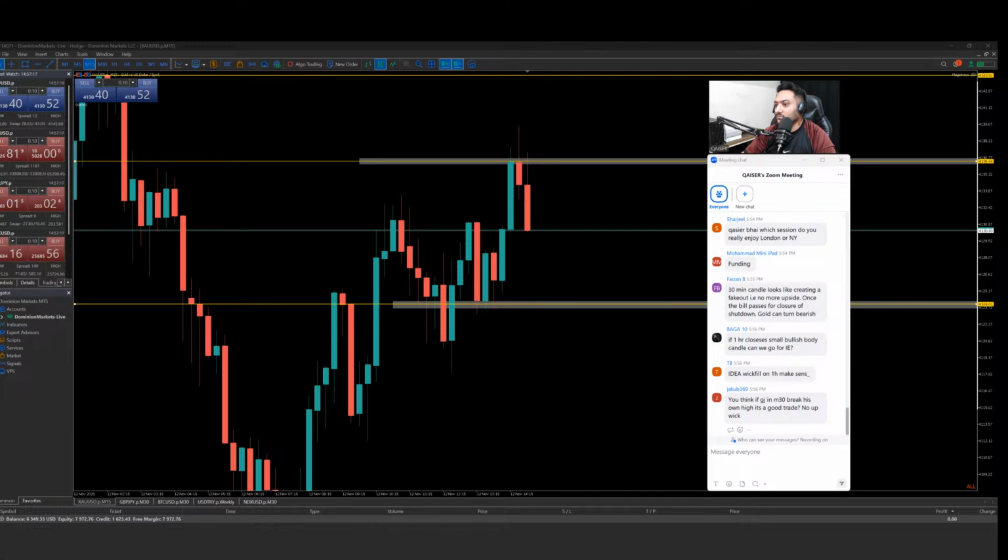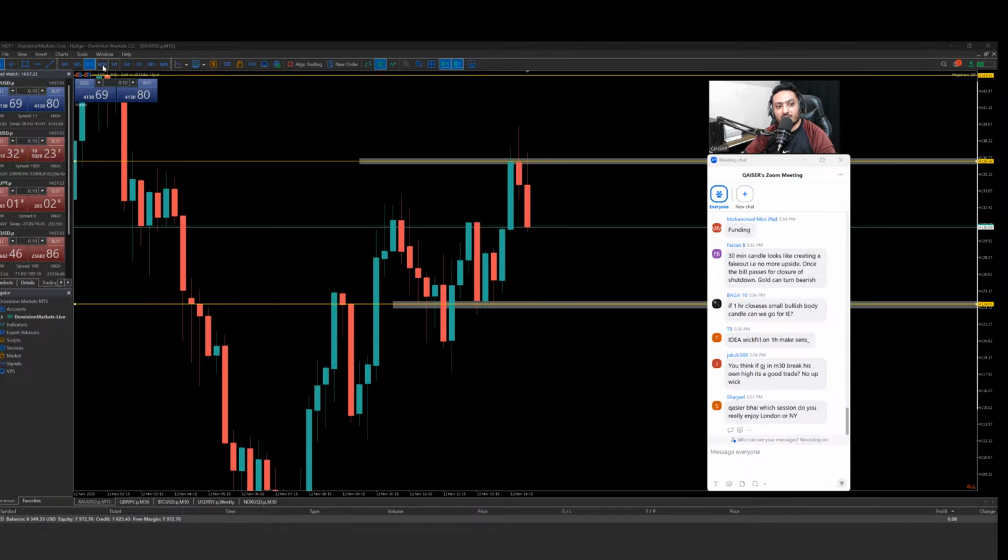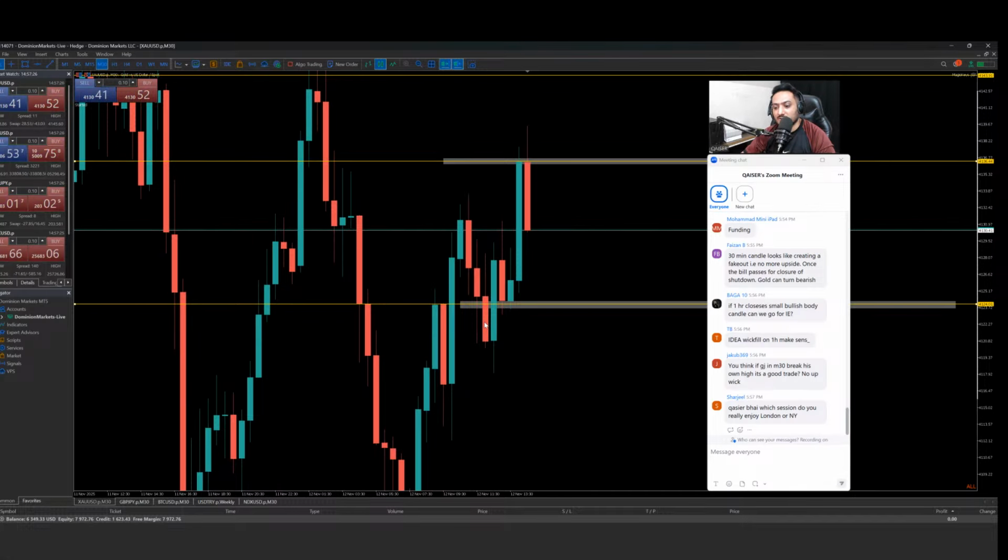Higher time frames are bullish, lower time frames are bullish right now. So let's see. I'm just waiting to see how this candle is about to close. 3 minutes left for the opening of the NY session.